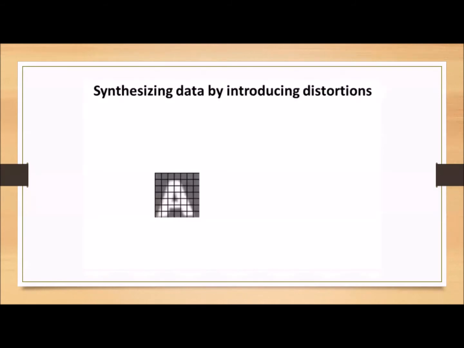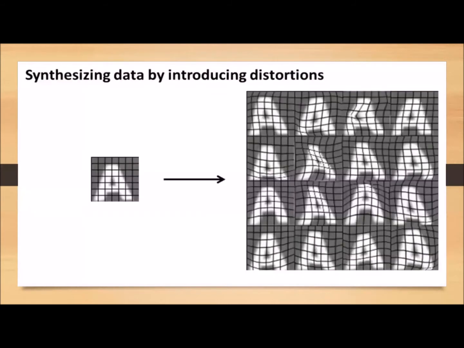How do we synthesize the data? We synthesize the data by introducing distortions. On the left side, A is observed, and in this image we are representing this A by using small square boxes. We call each square box a pixel, and we are distorting this image. 16 A's are observed in 16 images, and each image is different, but still our human eye can recognize this A. Now we want our supervised learning algorithm to get trained by using these 16 training samples.